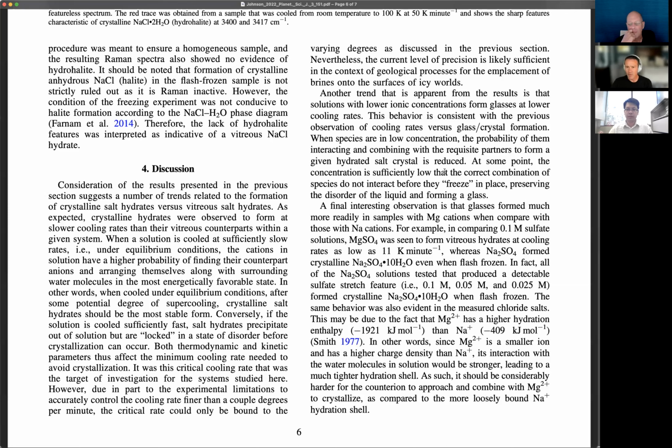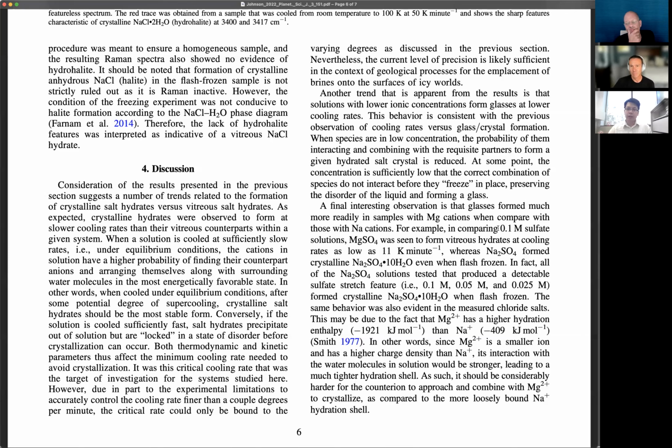Then the final thing that was fairly apparent was the propensity for magnesium chloride cations to form glasses versus the sodium. In sodium sulfate, we couldn't make the glass, and with sodium chloride, it was only when we flash froze it. So our observations indicate that it's much more difficult for the sodium salts to form glasses. And maybe I'll pass this one off to Tuan.